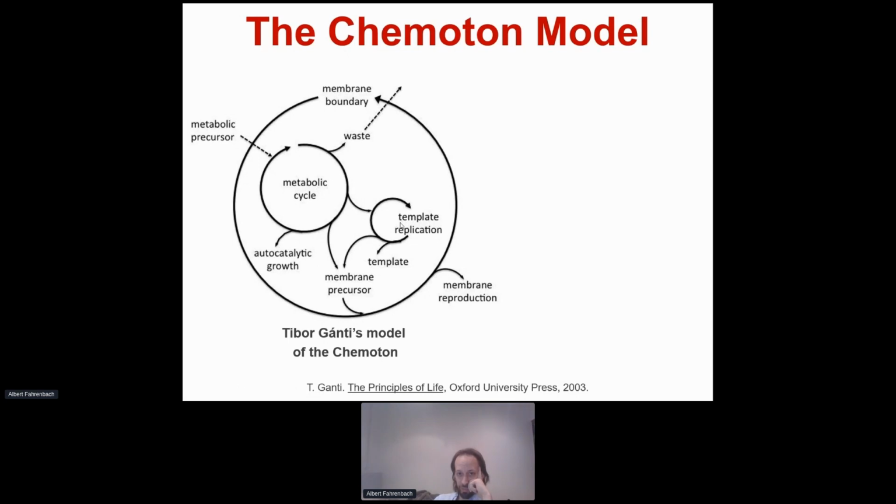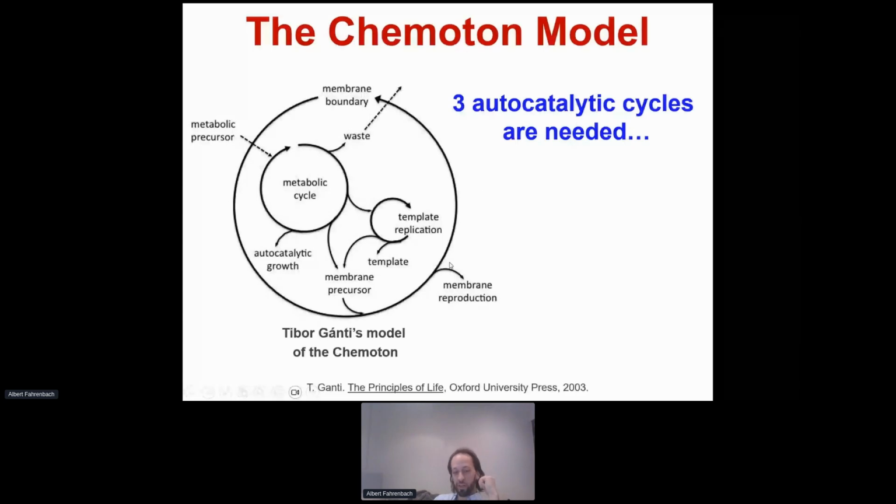So the chemoton is short for chemical automaton, or like little chemical robot. It was developed by Tibor Ganti back in the 70s. Without specifying any particular chemistry, what this model says is all you need is, in principle, 3 autocatalytic cycles. You make a simple cell, protocell, if you will, that would be capable of undergoing Darwinian evolution. It could reproduce itself in an adaptive environment. But you need at least these 3 metabolic cycles.